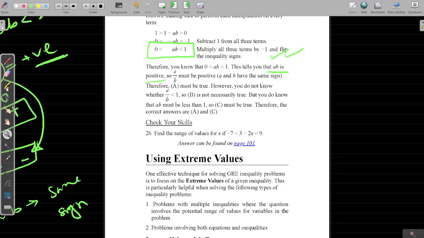Zoom a little bit. Okay. Of course, ab is positive and a by b must be positive because I have already discussed this one. Because a and b both have the same sign. Therefore, a by b, whether it is less than 1 or greater than 1, I don't know. Actually, is ab necessarily less than 1 or not? What if the value is greater than 1? So I don't know. That's why our correct answer will be a and c.